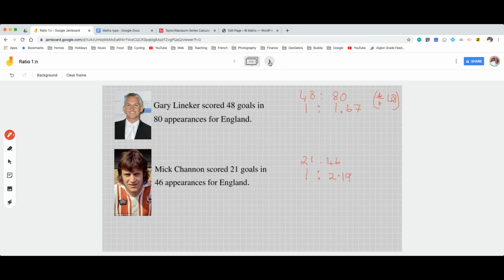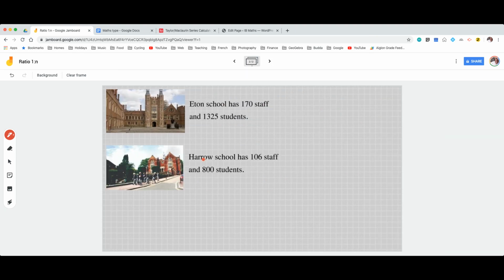Let's look at another one here. I've got 2 schools in England, 2 well-known schools, and these are based roughly on data that I got from Wikipedia. So Eton has 170 staff and 1325 students. If you want to pause it, what I want to do is find out which one has the better staff-student ratio. So for a school, you want 1 member of staff and you want the students to be the lowest number. So if you want to pause it and have a go, or else I'll do it now.